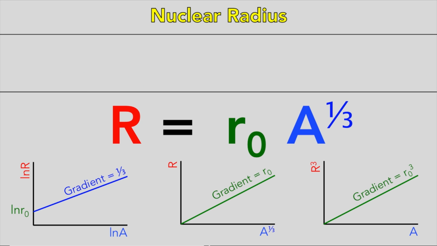A final one we haven't shown is R against A, which will be a curve from the origin because it's a third powers graph.